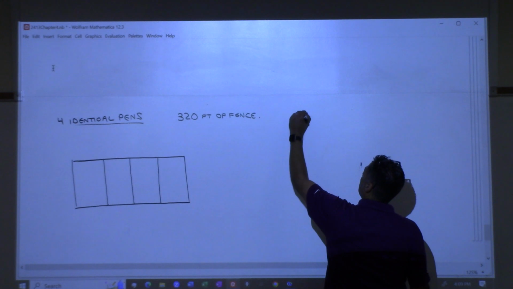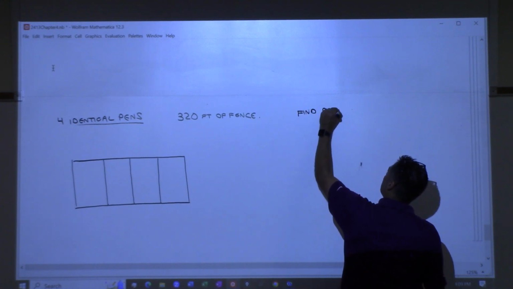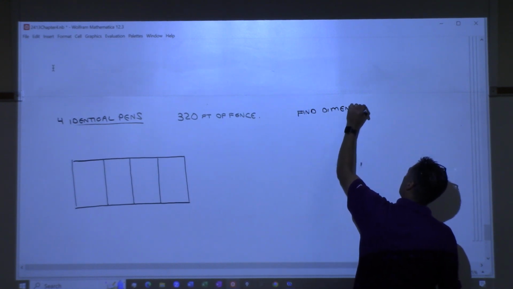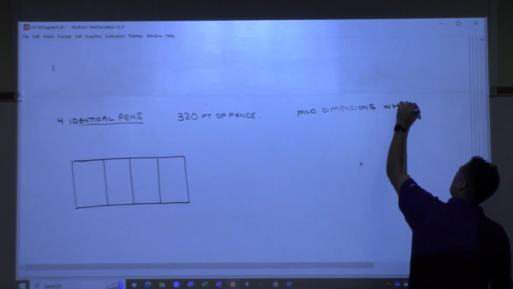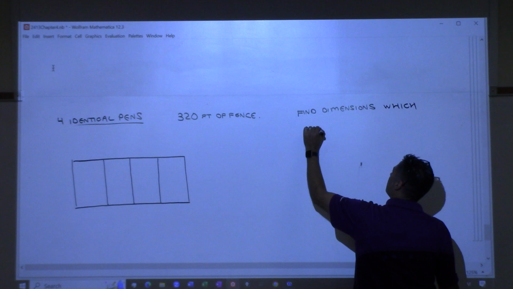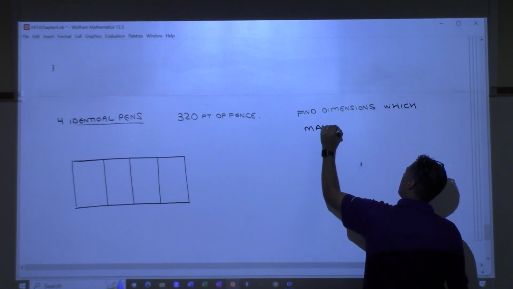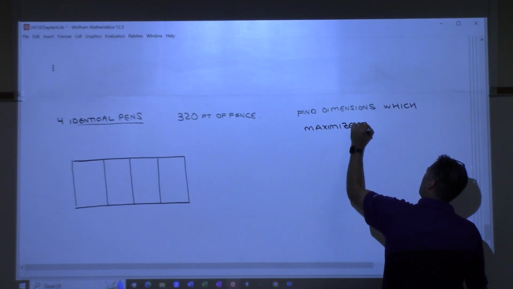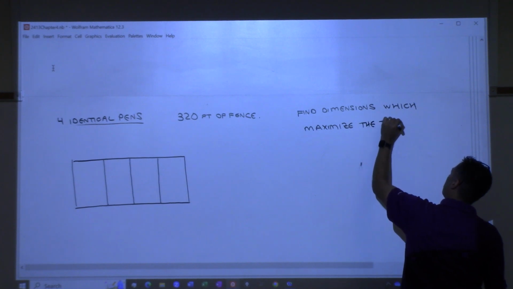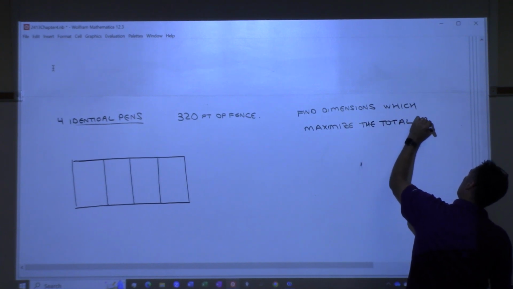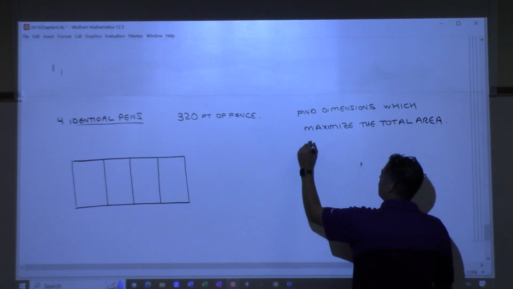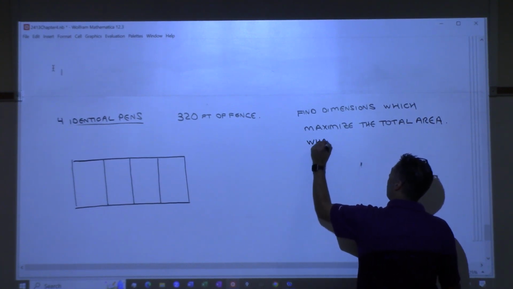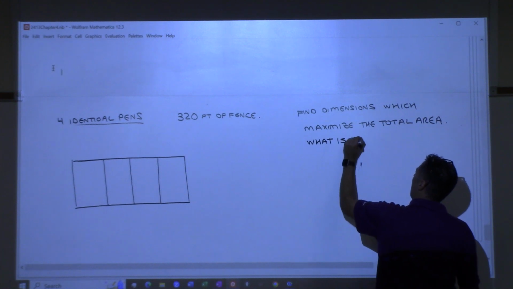I would like for you to find the dimensions which maximize the total area. And then after you find the dimensions, I want you to tell me what is the maximum area.